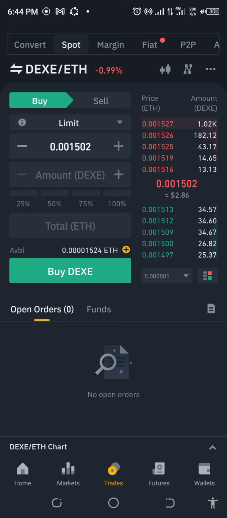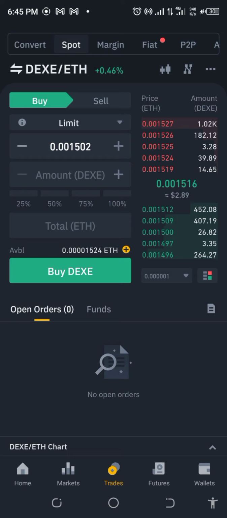Today, we are in another episode of Inter-Exchange Arbitrage between Binance and Kucoin. All right, so what do we have here? We have DEXE/ETH. From our signal setup, we've been told that we should buy DEXE/ETH from Binance and send it over to Kucoin. Then we will likely make about 2.7%.